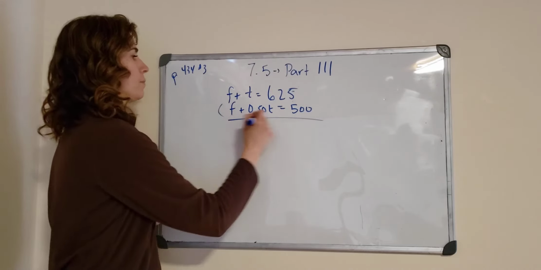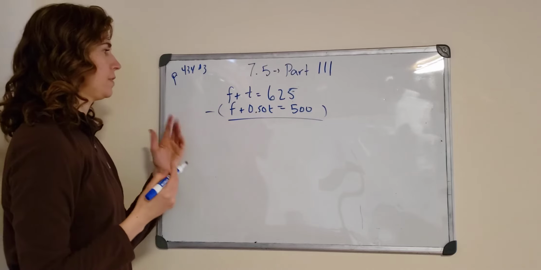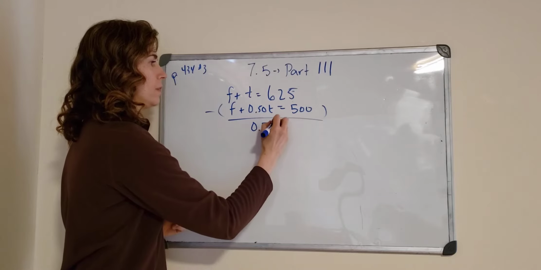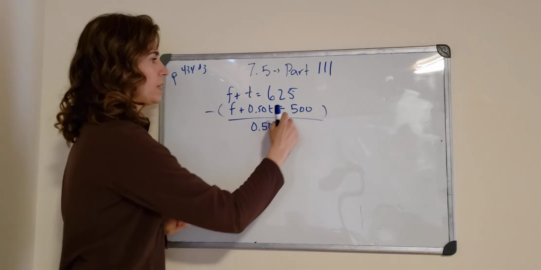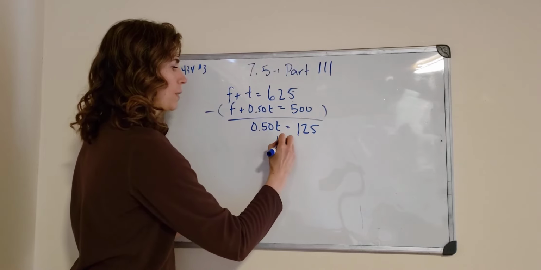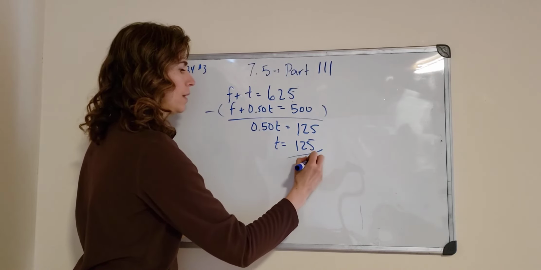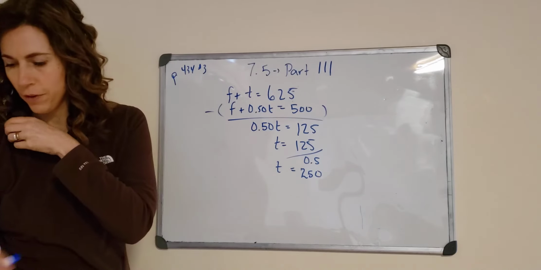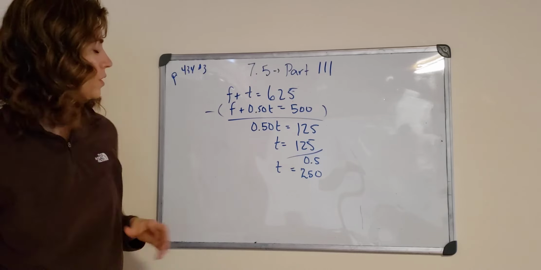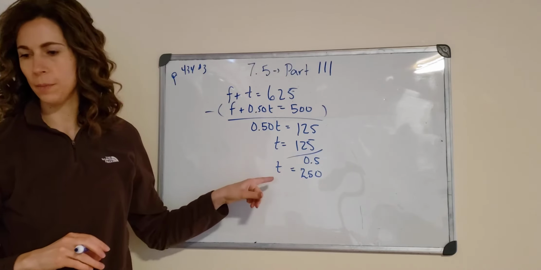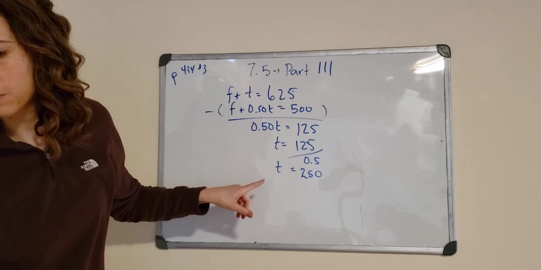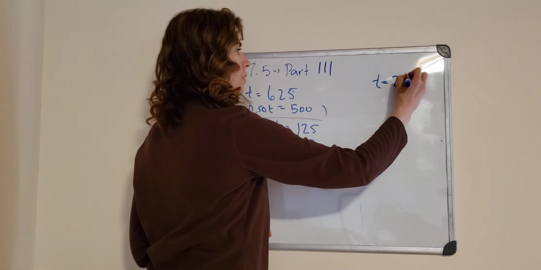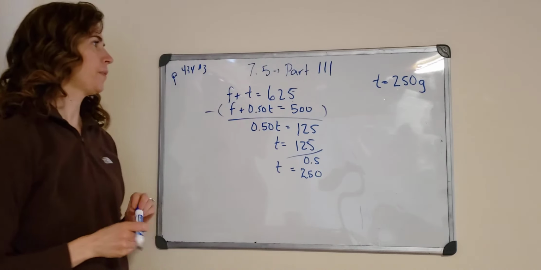Okay, so let's subtract. Okay, f minus f is 0. Okay, 1 minus 0.5 is 0.5, and 625 minus 500 is 125. So my t is going to be 125 divided by 0.5, which is 250. Okay, excellent. So, just so we remember, we had said at the beginning that t was our mass of the 25% alloy. So now we know, just write that over there. Okay, that is the mass of that.